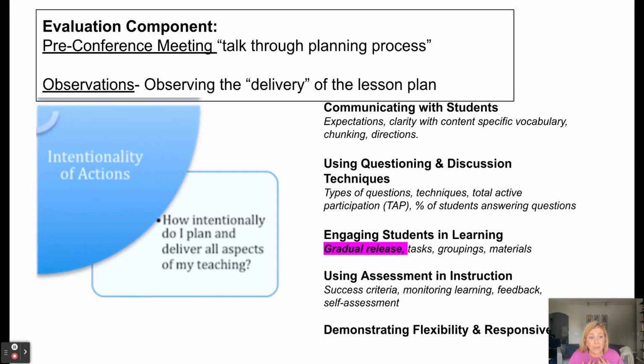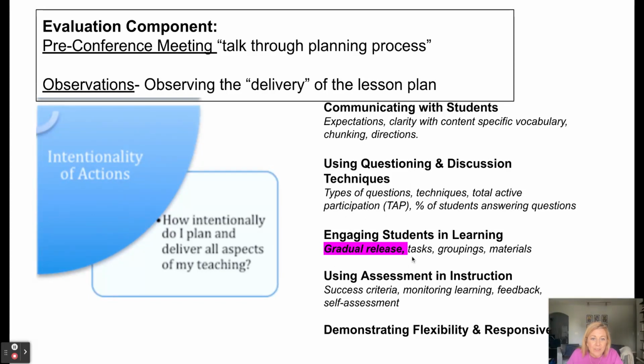So this is equally important in that pre-conference, listening to the teacher talk through that planning process. And as the teacher is talking through the planning process, I'm already starting to anticipate, okay, here's some evidence I'm going to be collecting in these different areas. These are the components I'm thinking about: here's the learning target. What's the academic vocabulary that I'm going to hear the teacher using? We might have a conversation about questioning and discussion techniques.